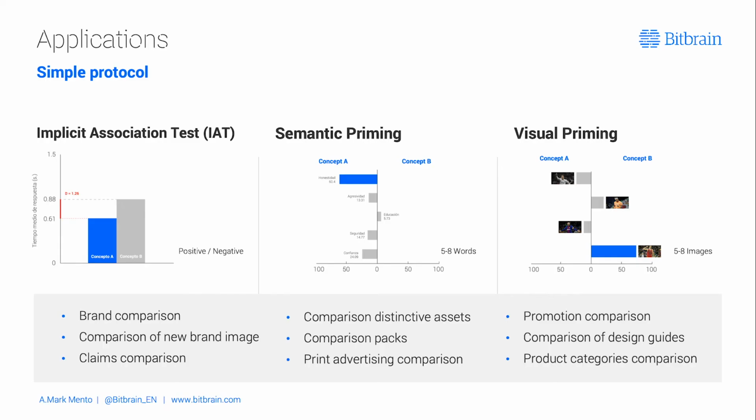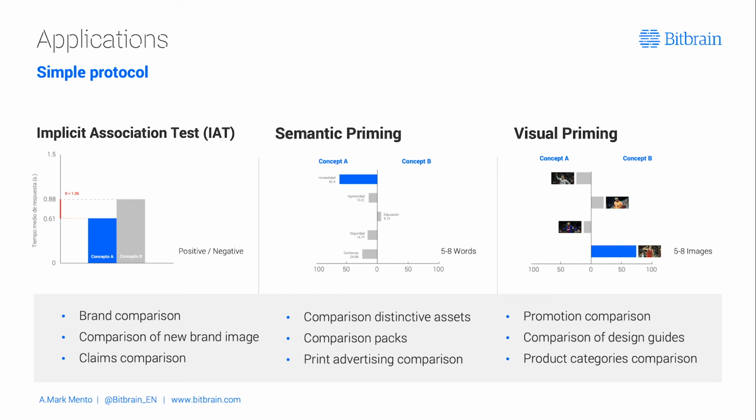So the most straightforward example of this is just called simple protocol, which is a single application of one of our three IRT tests used as a basic comparison. So the most obvious example is comparing a brand with its main competitor, either to see which one is more positively perceived or to determine which one is associated with a particular attribute.